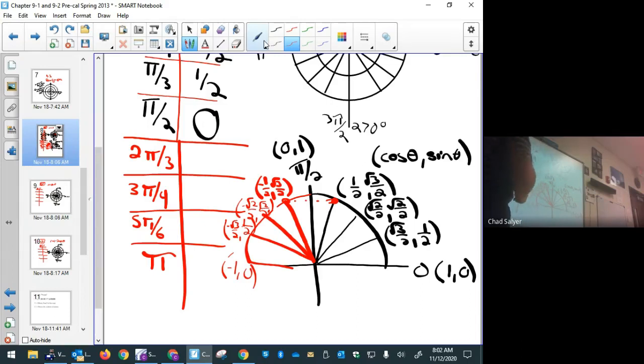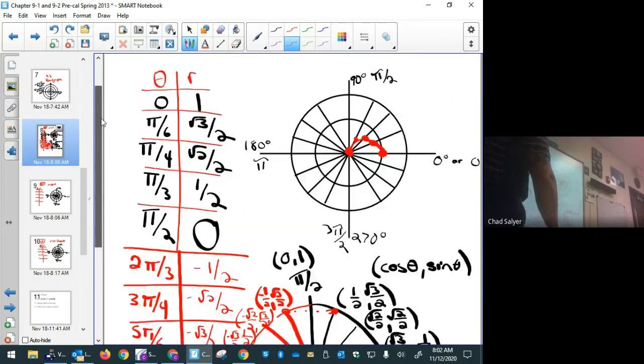So Holden, tell me what the cosine of 2 pi over 3 is. Good. Rachel, what about cosine of 3 pi over 4? Negative radical 2 over 2. Excellent. And then Jesse, what about the cosine of 5 pi over 6? Negative radical 3 over 2. Good. And then down here at pi, Colin, what is the cosine of pi? -1. Good.